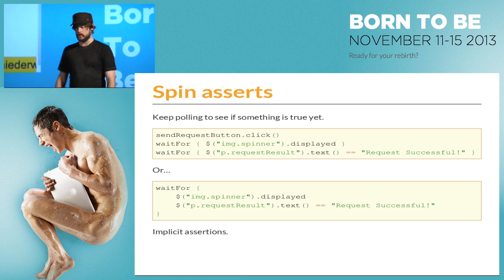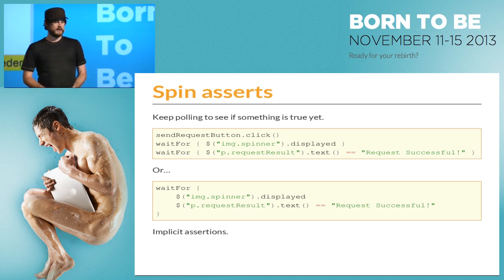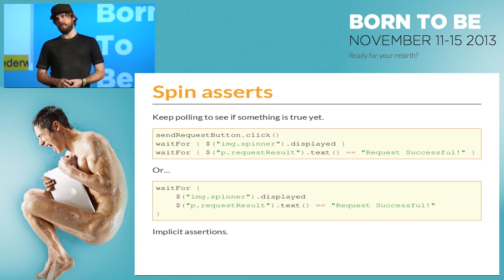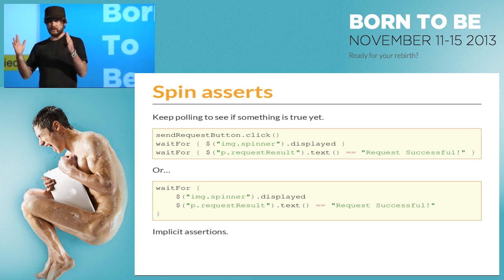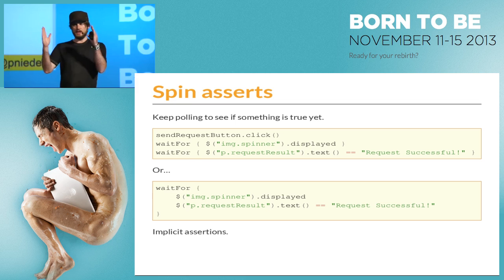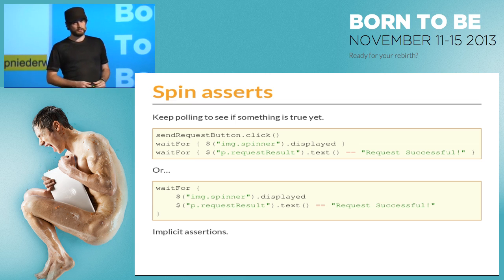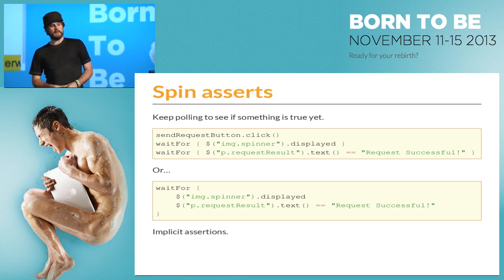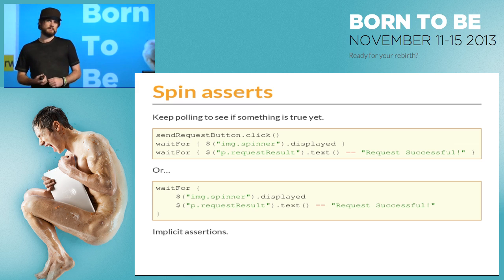And Geb has support for this. So in this case, we're sending a request, some kind of asynchronous AJAX request. Clicking that, then we're going to wait for the spinner to be displayed. So we use this waitFor clause, passing in a Groovy closure. This bit of code is going to be run until it returns something that is true. So wait for the spinner to be displayed. And then we're going to wait for the paragraph with class request result to have certain text.